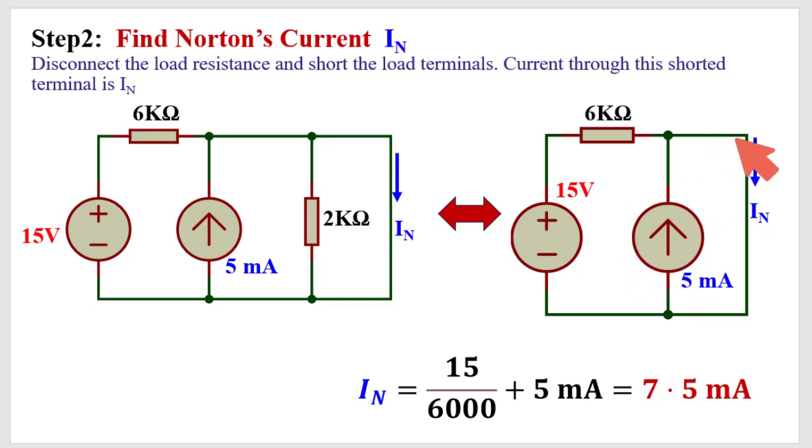Now to calculate the IN, it is the summation of these two, I1 and I2. Now I2 is 5 milliampere. What is I1? I1 is produced due to this voltage, and the I1 path is from here to here, and this is the return path. So for I1, only the voltage source, 15, and only this resistance, 6 kilo ohm. So I1 is equal to 15 volt divided by 6 kilo ohm. Summation of these two, ultimately we got 7.5 milliampere. This is the Norton current.